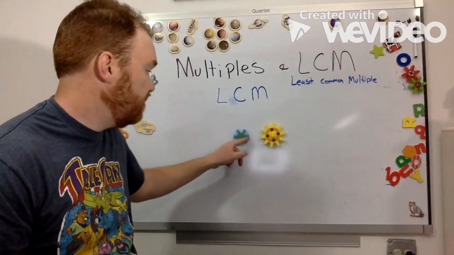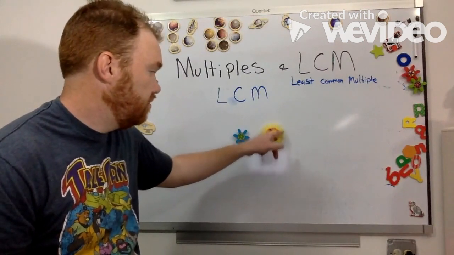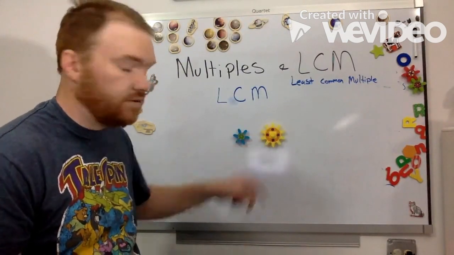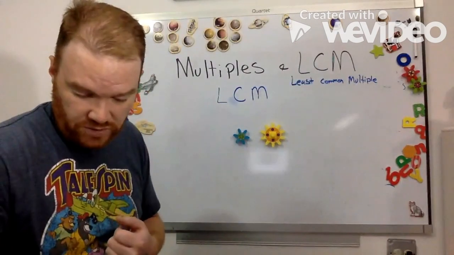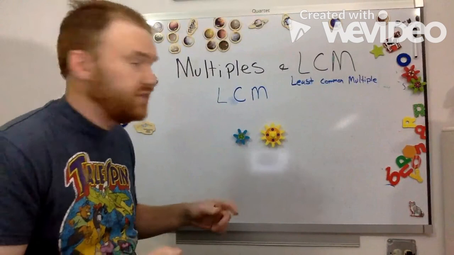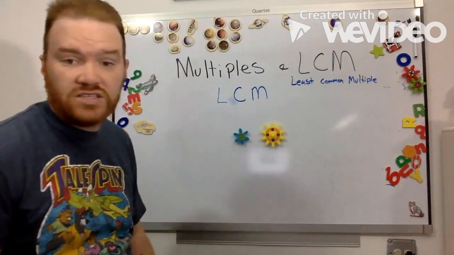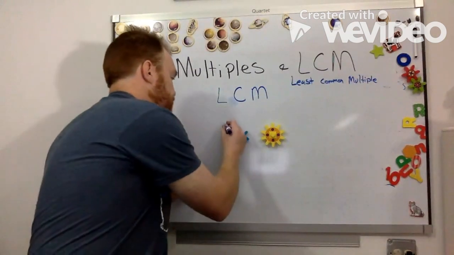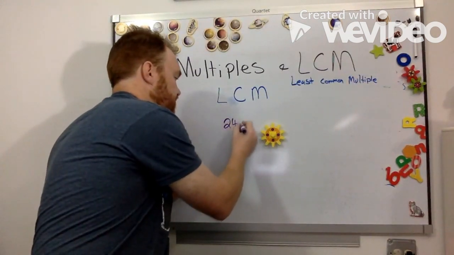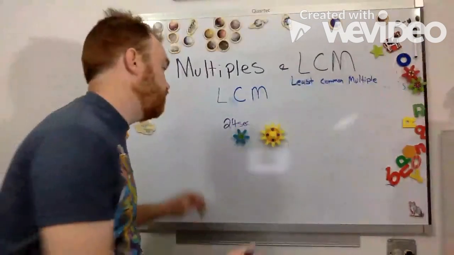But these Ferris wheels spin around. Now, the small Ferris wheel takes 24 seconds to go around. This small Ferris wheel, 24 seconds to go all the way around. So I'm going to label that 24 seconds. The large Ferris wheel takes 40 seconds.